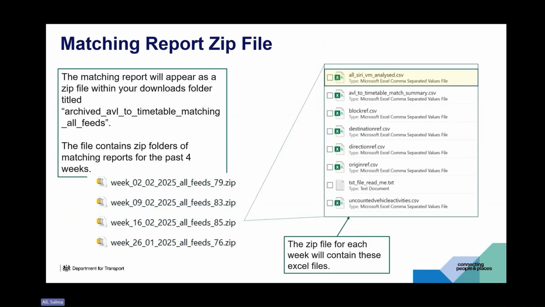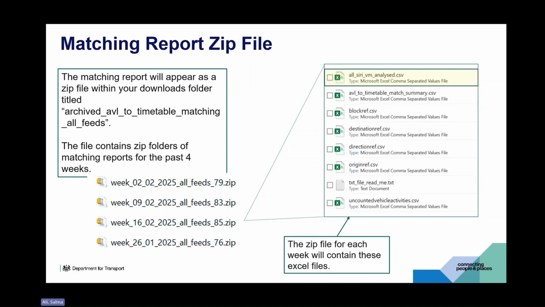When you download the matching report, you'll find that there are 4 zip files included in that downloaded zip, and that's your matching reports for the last 4 weeks. If you unzip the latest week, you'll see that there are 7 CSVs included in that file. The most important ones are your AVL to timetable matching summary, and then your uncounted vehicle activities. Those are the 2 main ones that we'll be running through in this session.